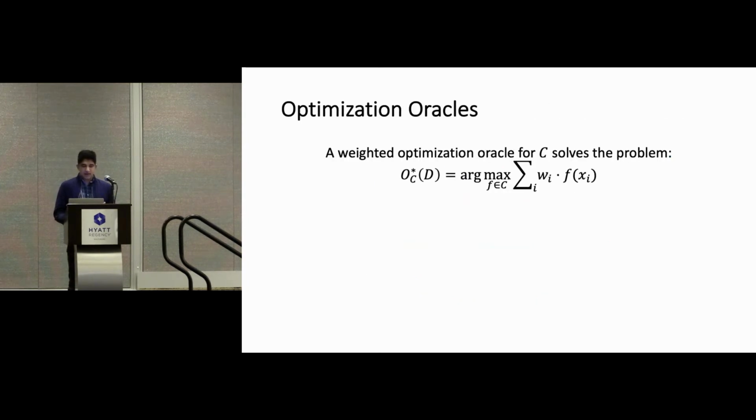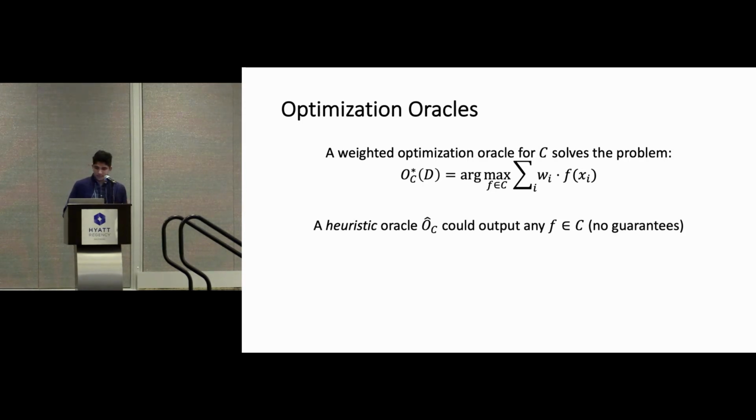Okay, and this then corresponds to 3 types of oracles. The first is a perfect oracle for this weighted optimization problem. This is an oracle that we assume always solves this problem exactly and returns the maximizer in the concept class C on the weighted data set. The second kind is a heuristic oracle. So this could output any concept in the class. No guarantees, all bets are off.